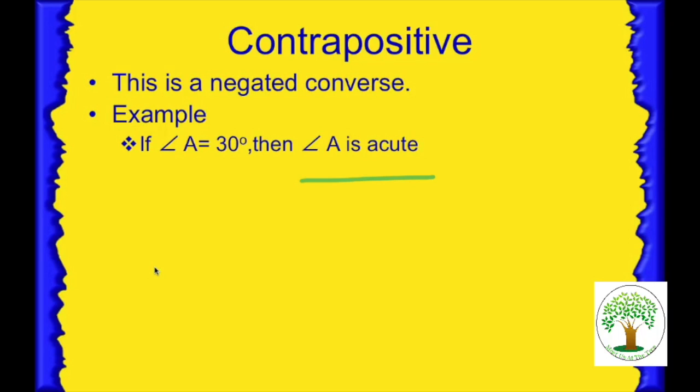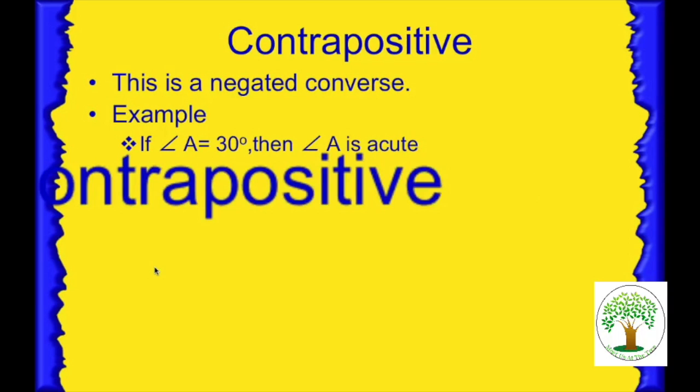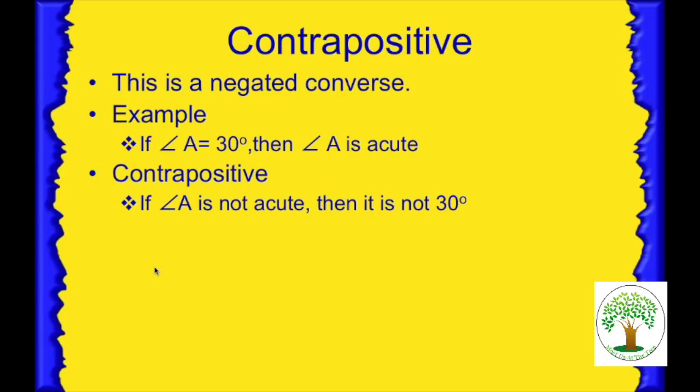Is that a true statement? Yes. This one might be true. If angle A is 30 degrees, then it's not acute. Wait, is that true? Then it is acute. This is true. But is the contrapositive true? Let's just analyze this. If angle A is not acute, then it's not 30 degrees. Is that a true statement? Yes.